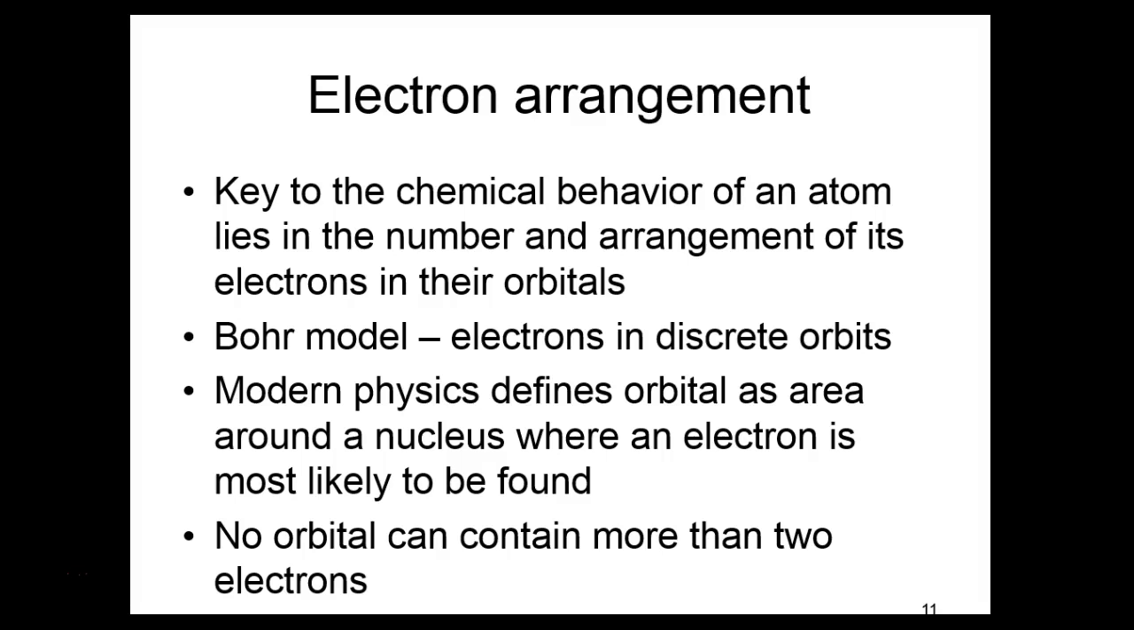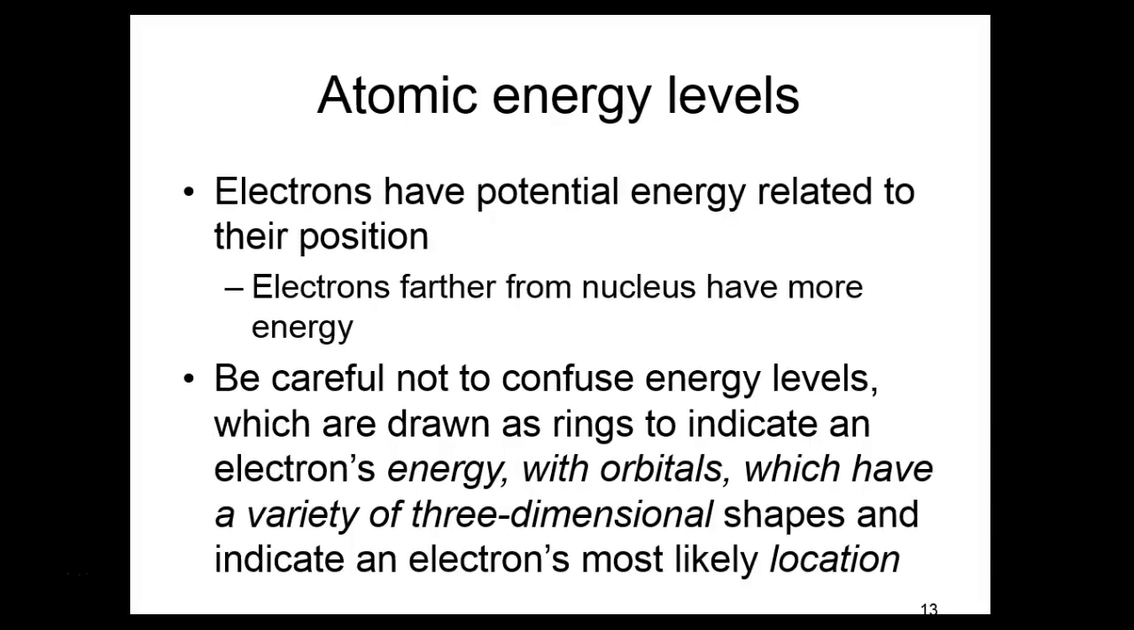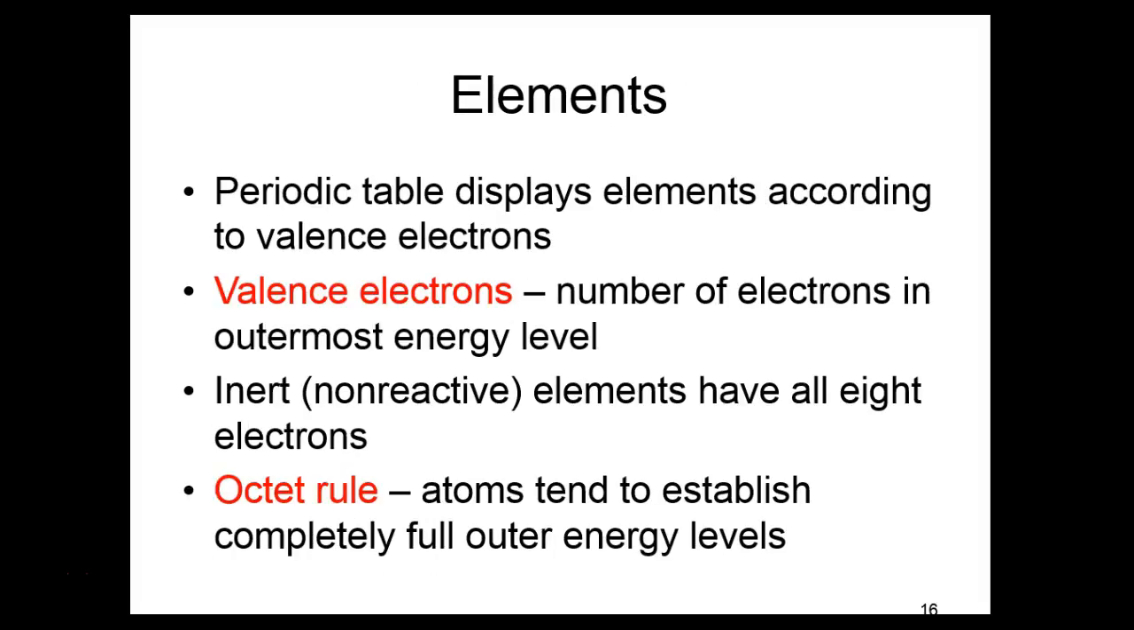No orbital can contain more than 2 electrons. Okay? Electrons, they circle the nucleus. Like I said, they are found in what you call orbitals, where they're found circling the nucleus. They're actually attracted to the protons, which have a positive charge, which is why they're circling the nucleus in orbitals.